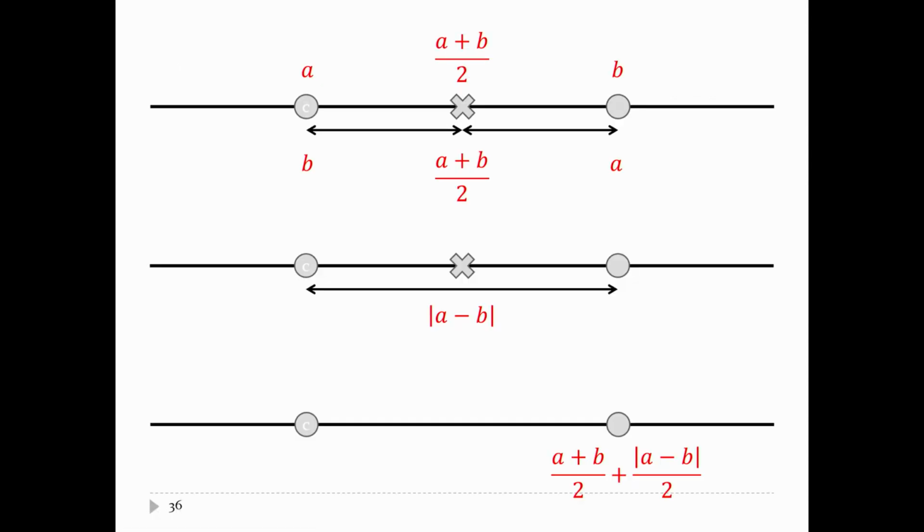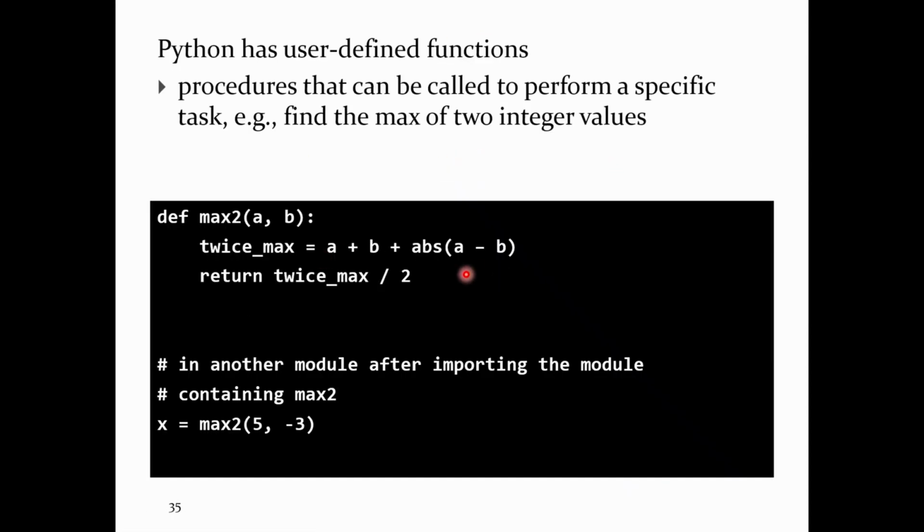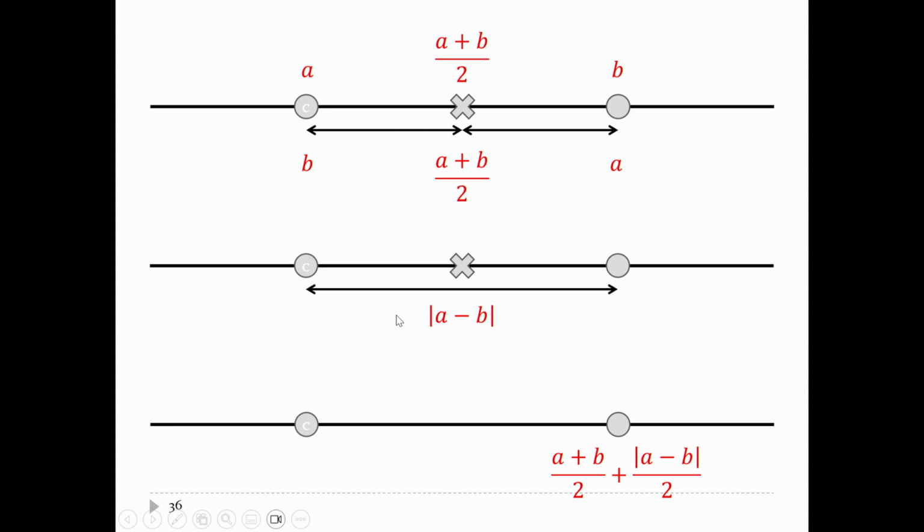Now you might wonder why this actually works. It's A plus B plus the absolute value of A minus B, divided by 2. The reason this works is as follows. Imagine a number line, either integer or real, it doesn't matter. You have a value here and a value here, and you want the maximum of the two values.